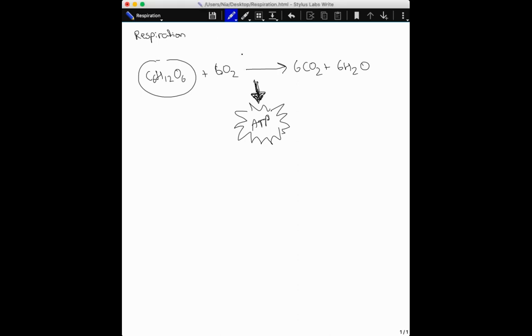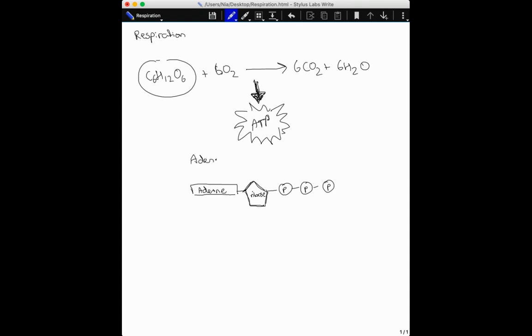So we know that energy is released in the form of ATP. A molecule of ATP looks like this. It's made up of a 5-carbon sugar called ribose, 3 phosphate groups, and the base, in this case, adenine. And you'll recall that adenine is one of the 4 bases that you'd find in a DNA molecule.